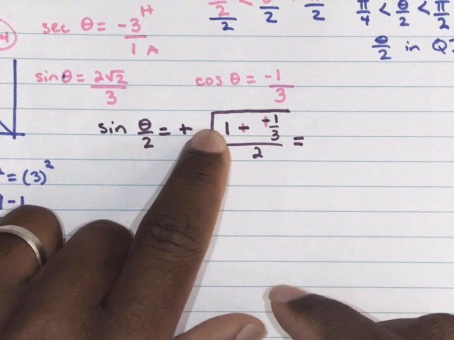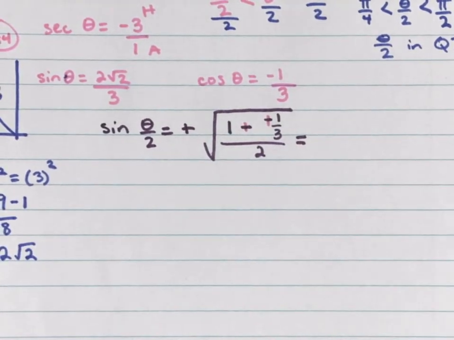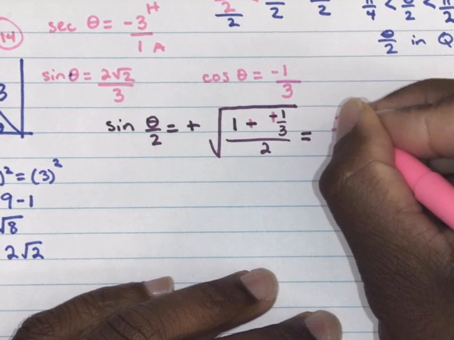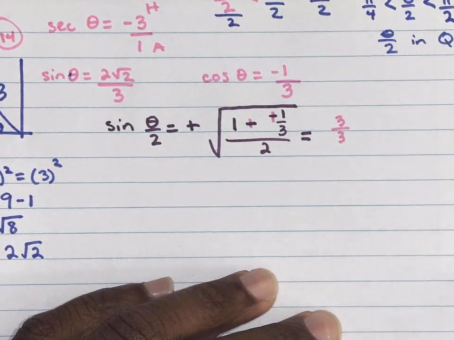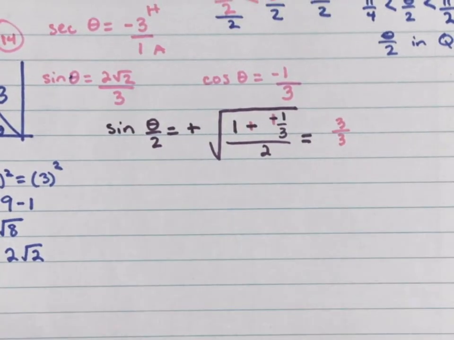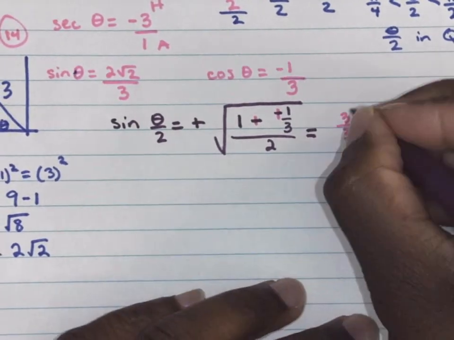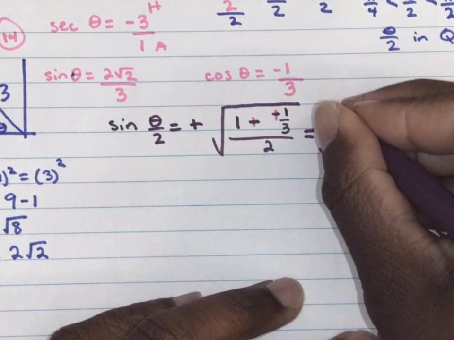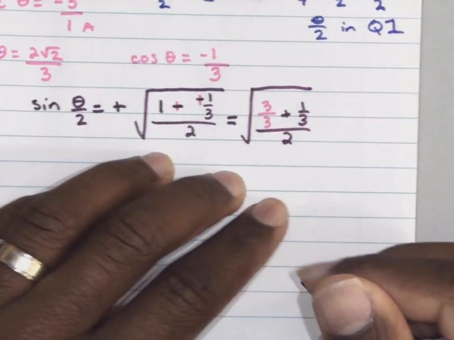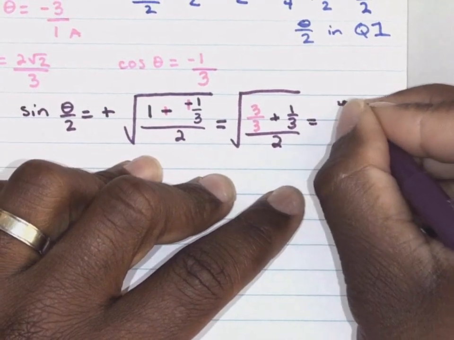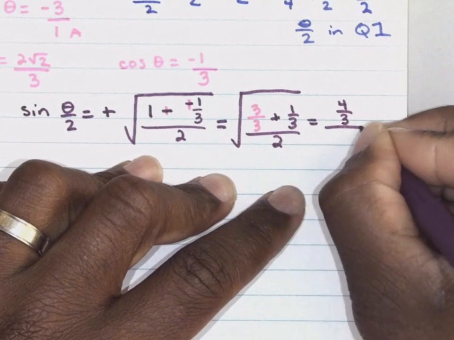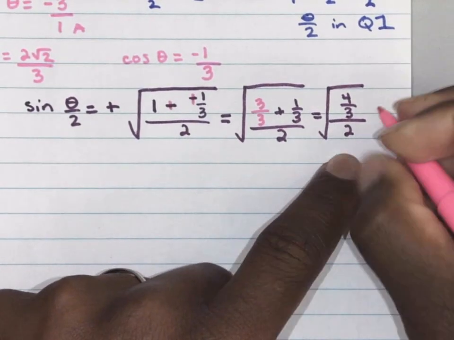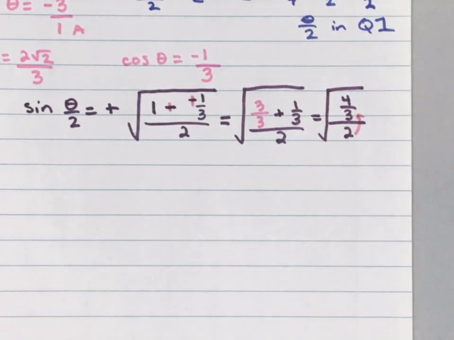I need a common denominator to get my 1 to be with 1 over 3. So the 1 will be 3 over 3 plus 1 over 3, all divided by 2. 3 plus 1 equals 4 over 3 divided by 2. And then I multiply the denominators together to get it over 6.